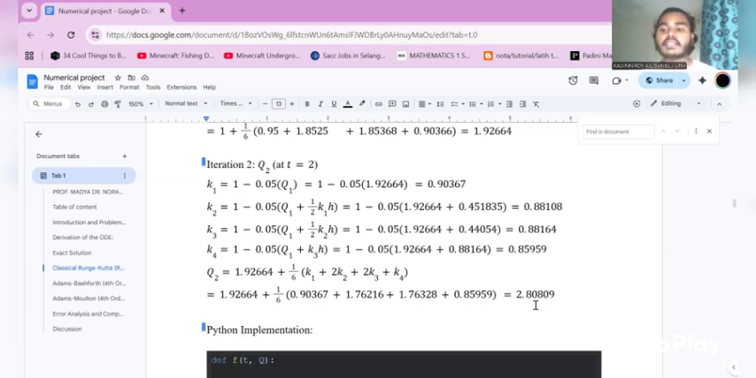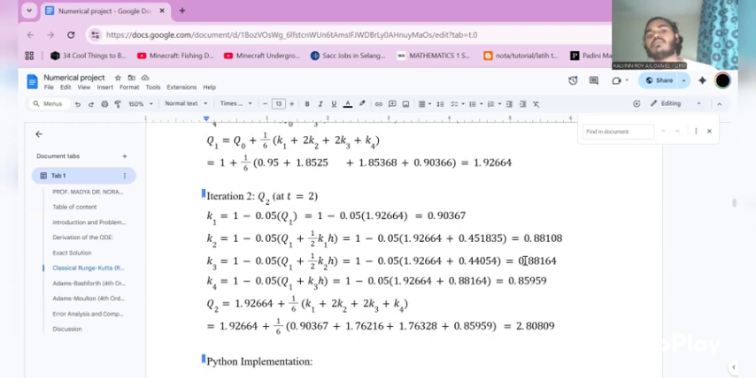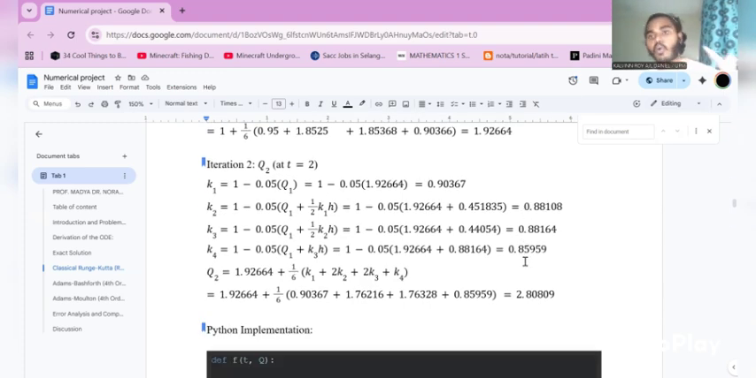We notice that as time goes on, the amount of salt is increasing because the value of Q is increasing. But we also notice that the slope, or the K values, is getting smaller. It's decreasing. This shows that the system is starting to approach an equilibrium already. Because we've done this manually, we can also do this in a code format.